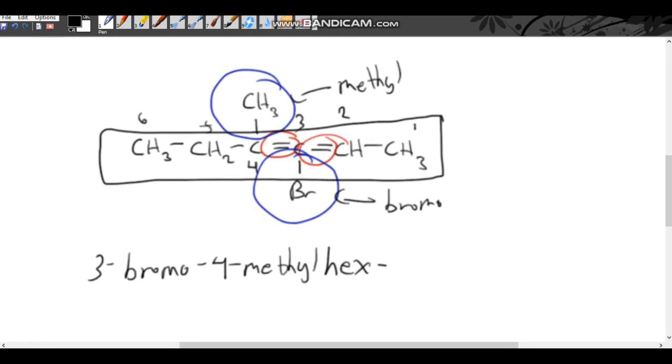Also, note that there are 2 double bonds here, so we can do 2 and 3, and it's going to be hexadiene.